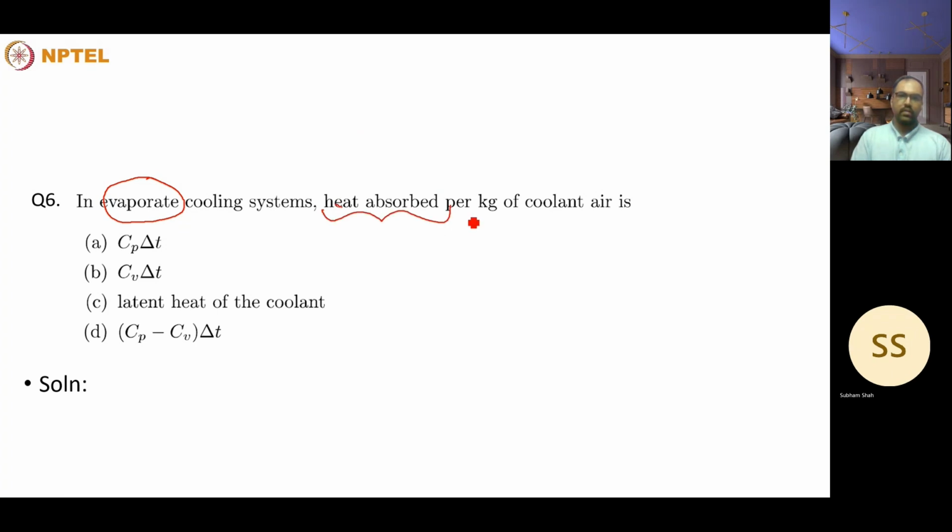So the heat absorbed per kg of coolant is equal to the latent heat of the coolant. So Q absorbed per kg is equal to the mass fraction times the latent heat of vaporization, delta H latent of the coolant.